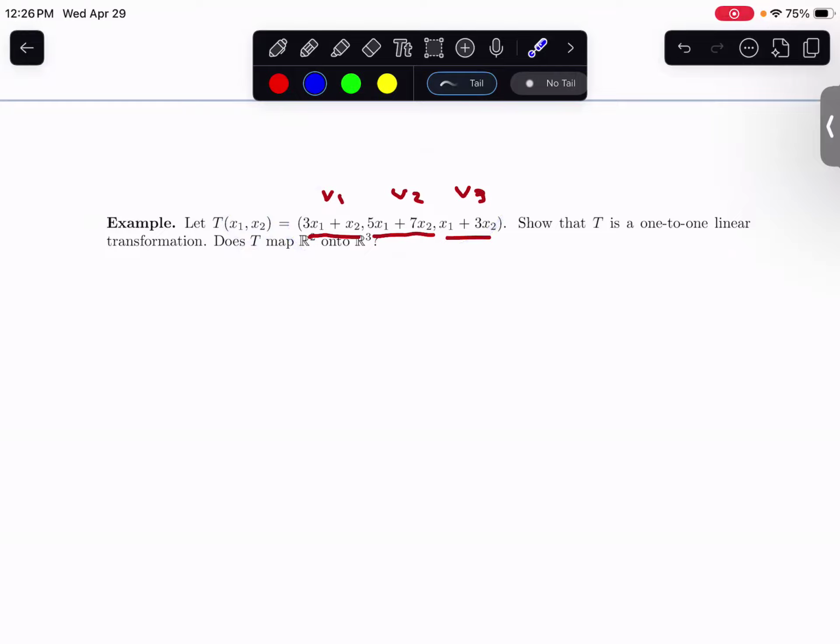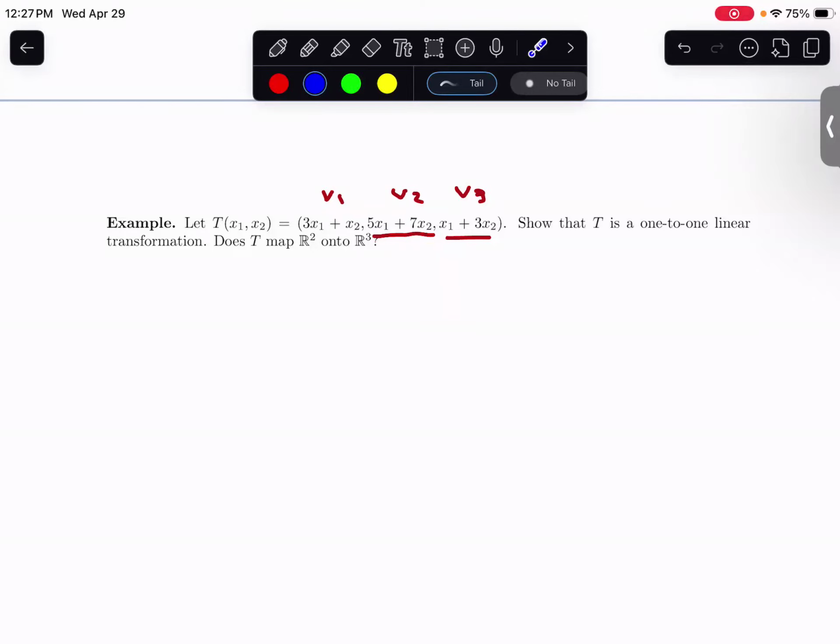And so what it wants you to do is show that T is a 1-to-1 linear transformation. And then it wants you to know if T maps R2 onto R3. So maybe this seems a little bit new, but this is really just going to be a row reduction problem. This is really what we were doing in chapter 3 when we did this. It's really just asking you to find the null space and then make observations about the kinds of solutions that you have. So I'll say a little bit more about this.